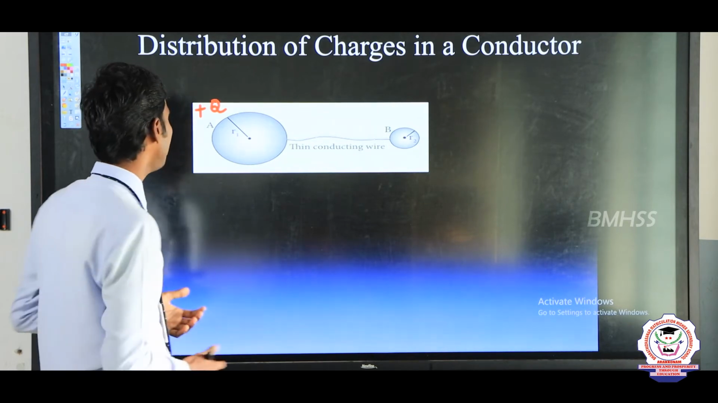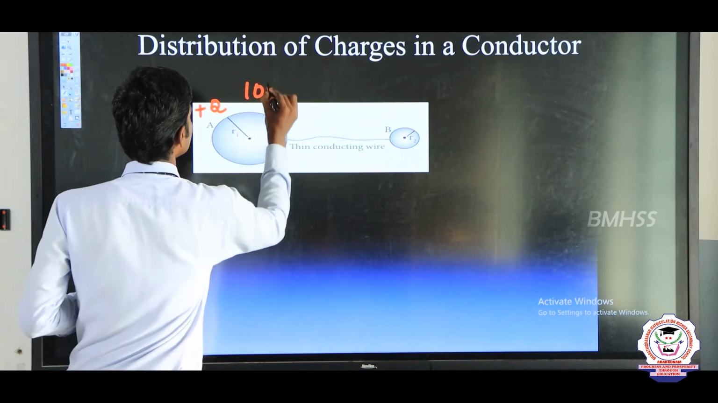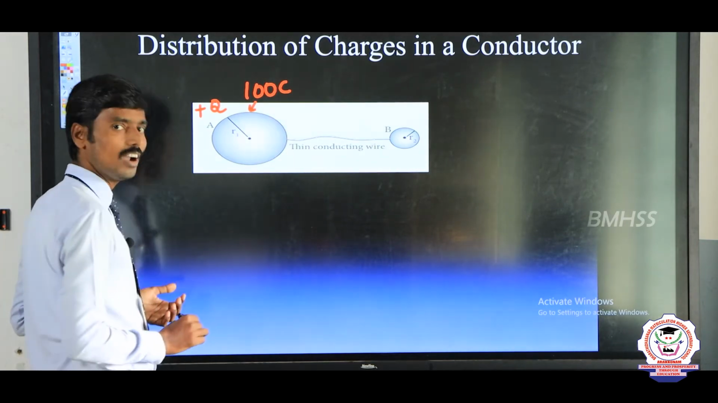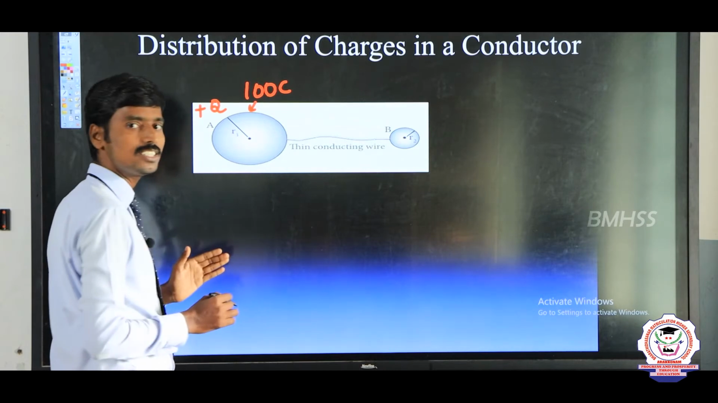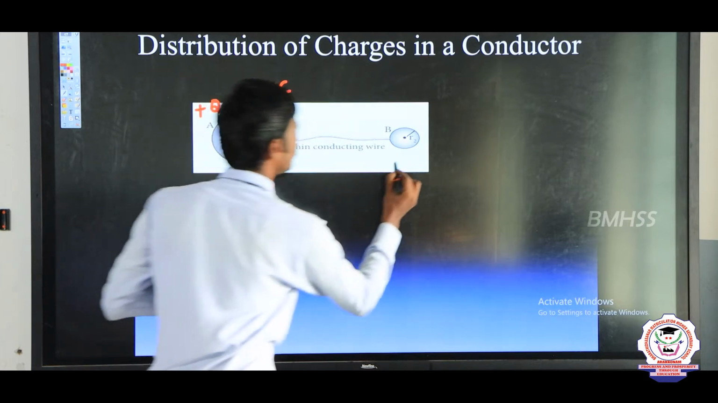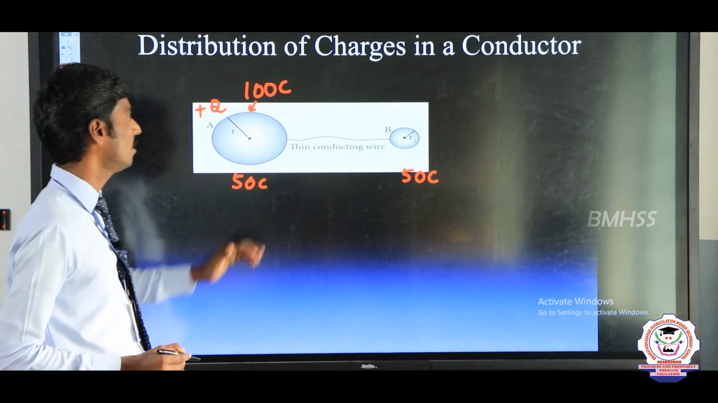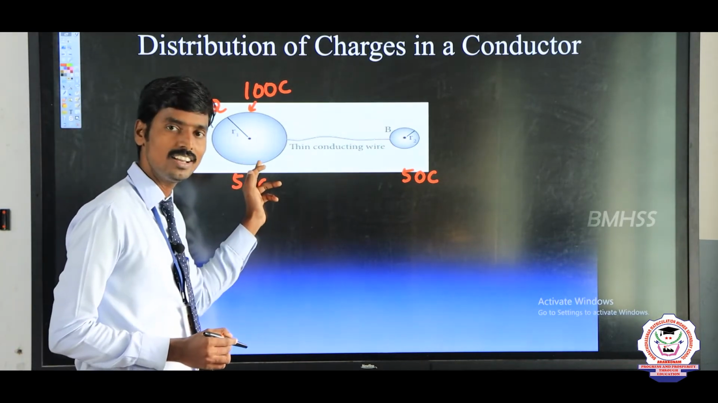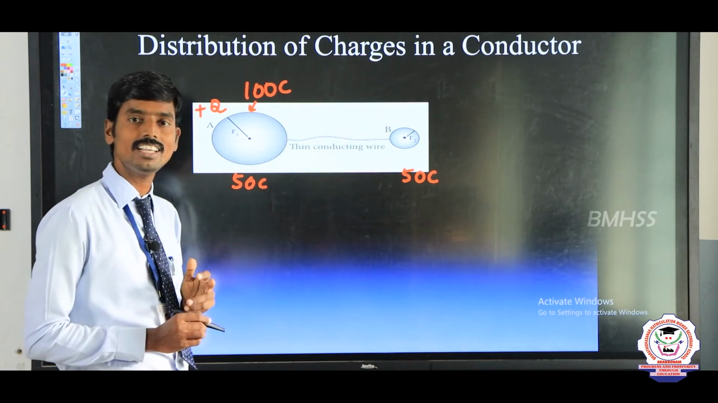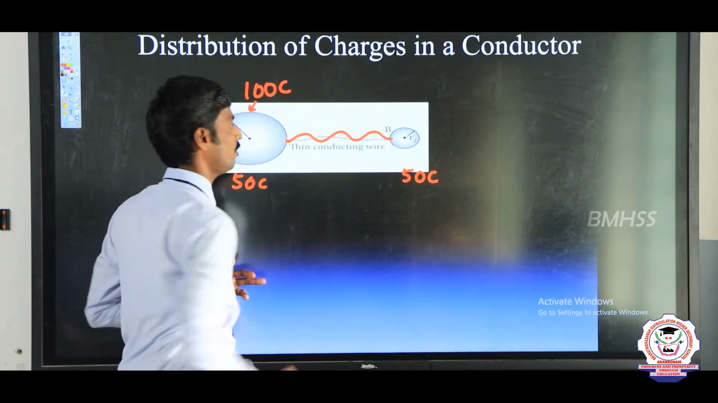For example, 100 coulomb of charge is introduced into any one of the spheres. At that time this 100 coulomb of charge is redistributed: first 50 coulomb of charge and another 50 coulomb of charge. Okay, because the two conducting spheres are connected with one thin conducting wire.